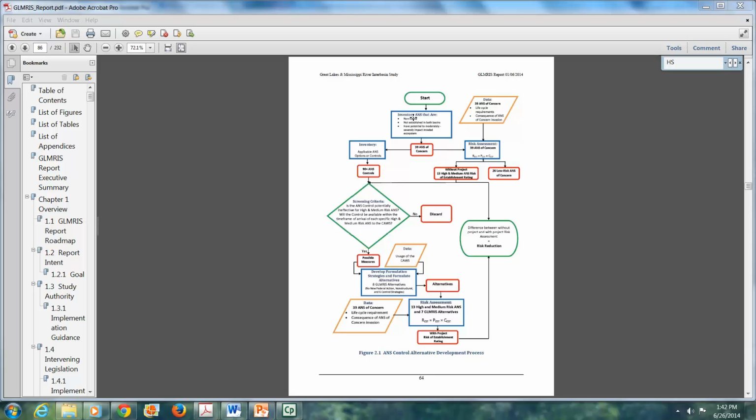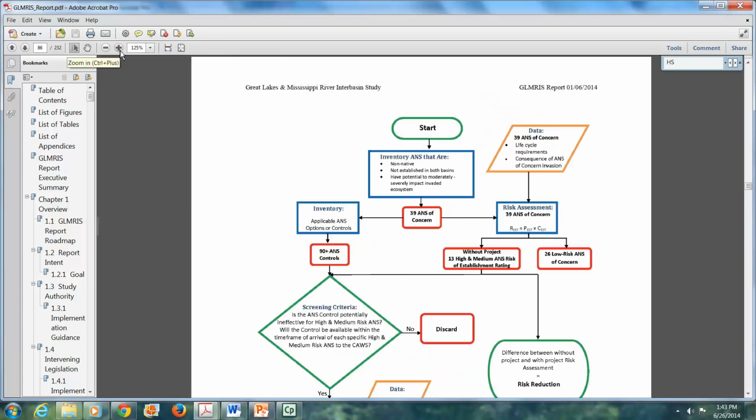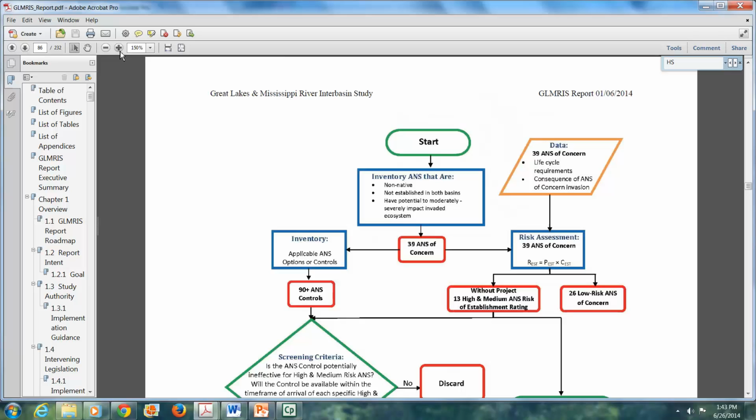Because this study did an excellent job on this particular aspect of the risk management process, let me blow this up so that we can consider it. Not so much in detail, but at least get a flavor for what they did. You see, when they began to start, they inventoried aquatic nuisance species that were non-native and not established in both basins. They identified 39 aquatic nuisance species of concern. Over here on the right, we see they began to collect data on those 39 aquatic nuisance species, and they conducted risk assessments on all 39 of the species.